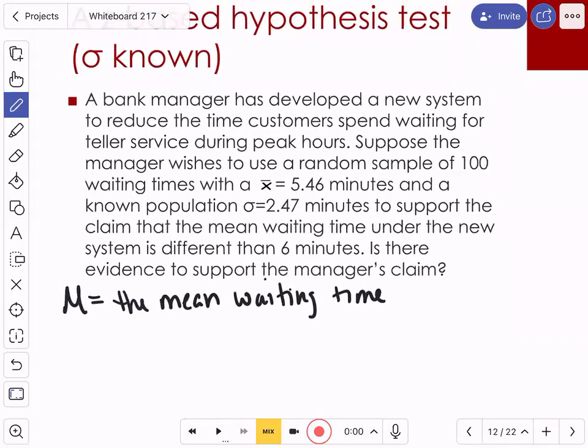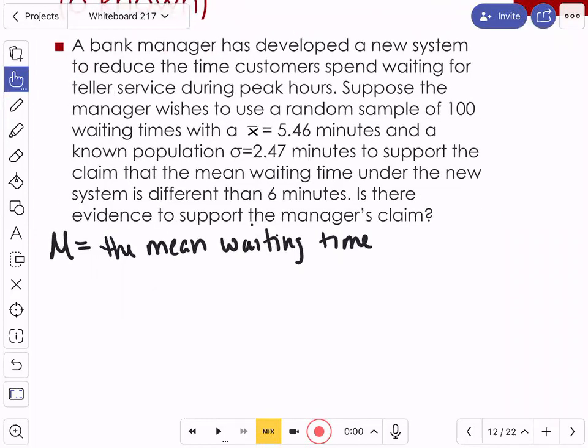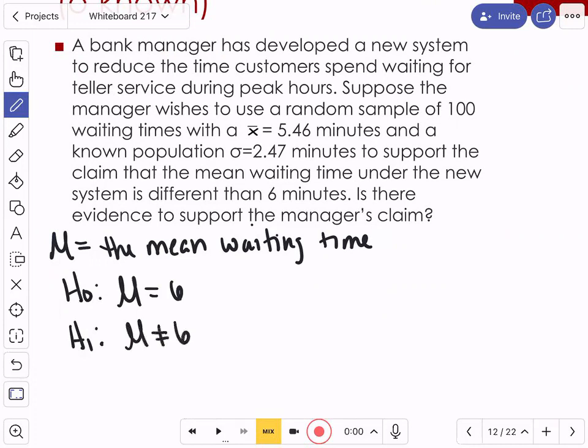And when I write this, then my null, H0, is that the mean waiting time is currently sitting at 6 minutes. I want to test to see if it's different than 6 minutes. I'm going to say mu does not equal 6. That is the hypothesis to be tested. Either the mean is 6 or the mean is not equal to 6.